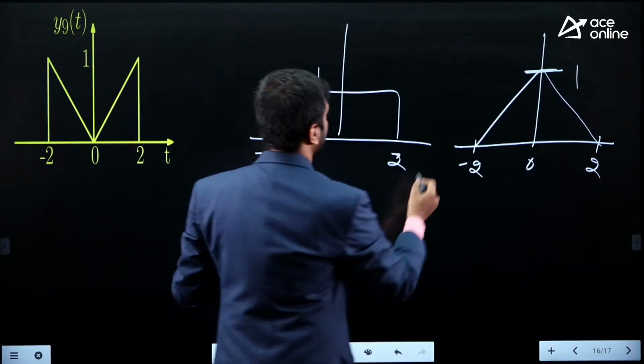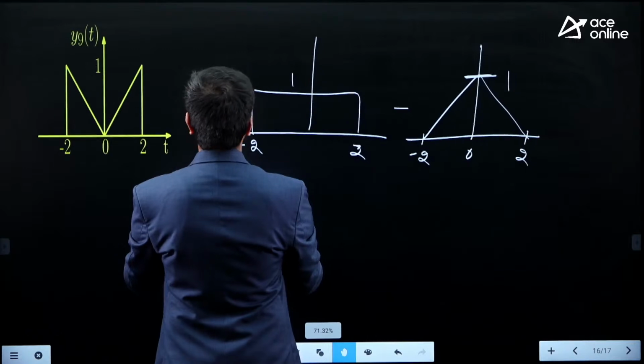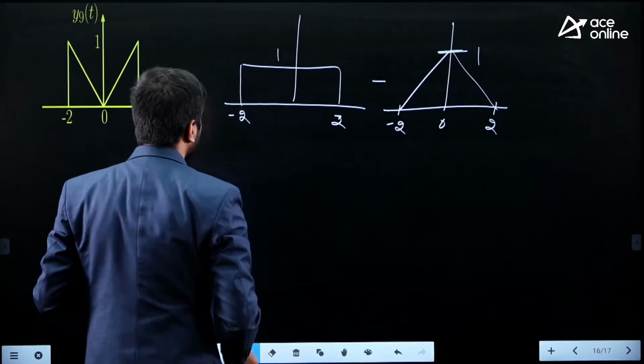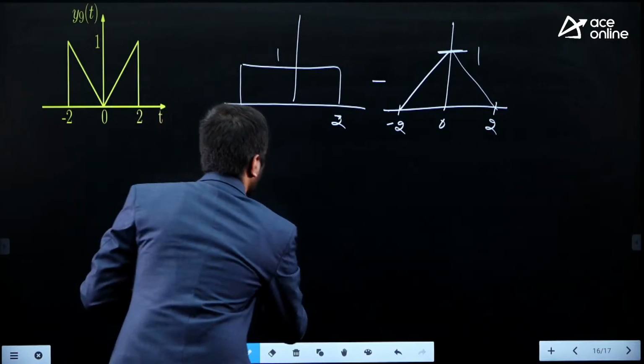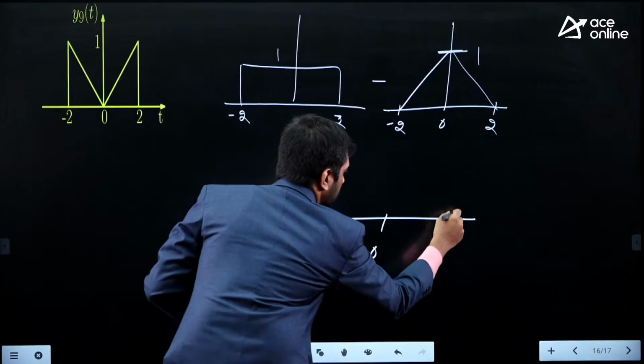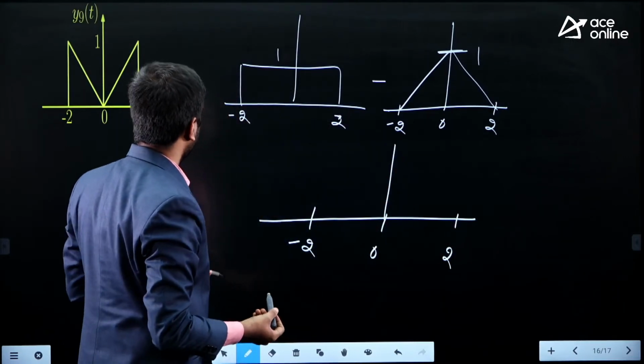Let's check. Do I get this or not? How do you do this? Just a subtraction. If you know subtraction and addition, this course is going to be very, very simple. So how do you subtract the things? Let's say this is -2, this is 0, this is 2. How do you do the subtraction?